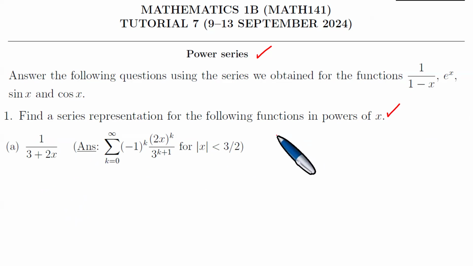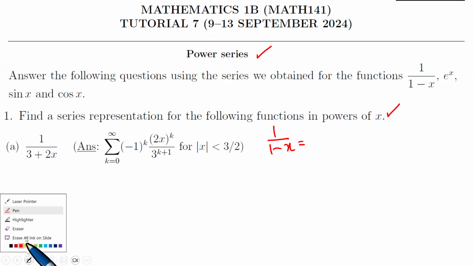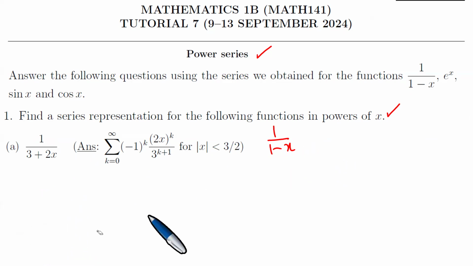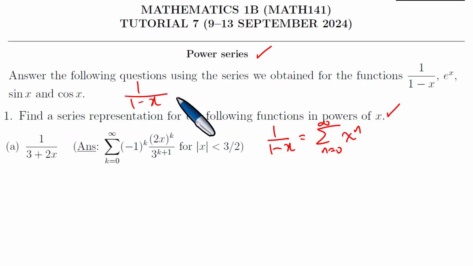But we need to remember that 1 over 1 minus x is exactly the same as what? So it has two popular representations. First and foremost, it can be written as the summation of x to the power n from n equals 0 to infinity. But also it can be written as 1 plus x, x squared, x cubed, and so on.